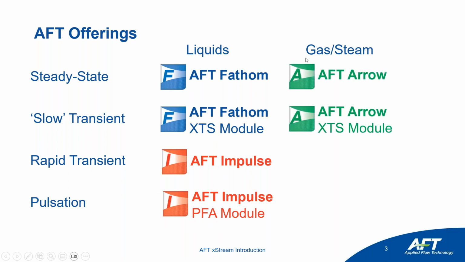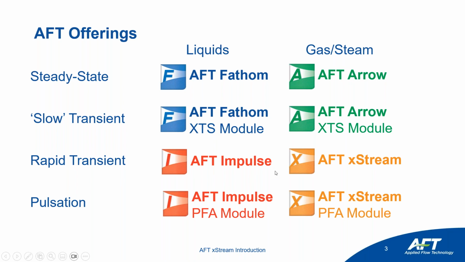On the gas and steam side, we'll also talk briefly about AFT Aero. AFT Aero is our steady state compressible flow tool. So if you're looking at steam distributions or natural gas systems or air systems, where the compressibility of the fluid will vary quite dramatically, you want to model that in AFT Aero because it's going to be a much more complex solver than AFT Fathom to calculate all those different compressible complexities. So if we take AFT Aero and all of the complexity of compressible flow, we take AFT Impulse, all of the complexity of rapid transient flow, and we combine them, we get AFT xStream.